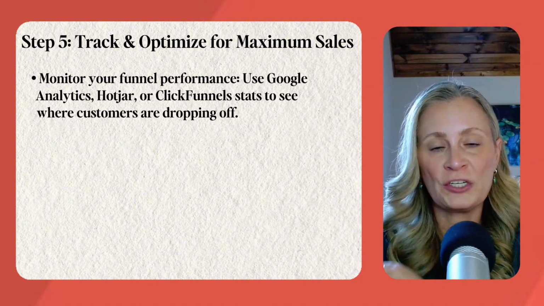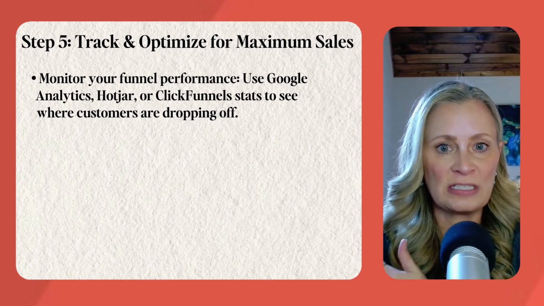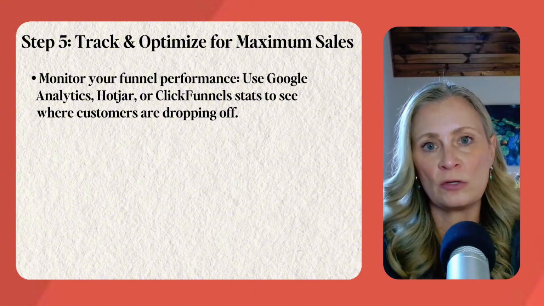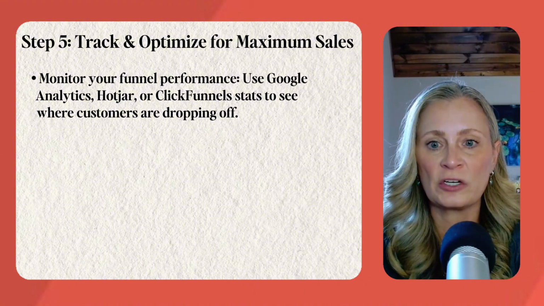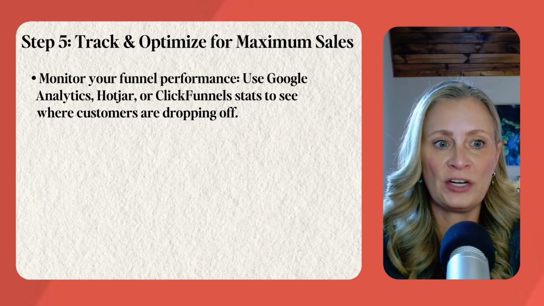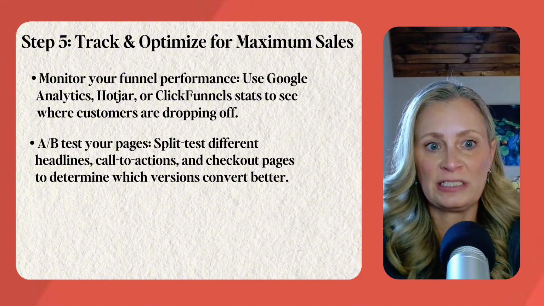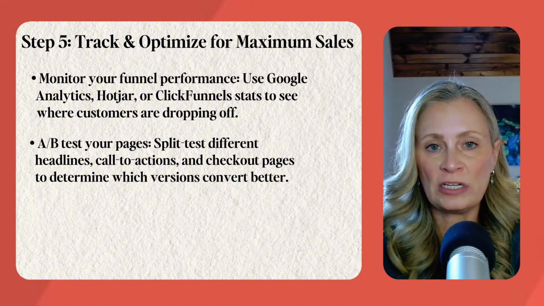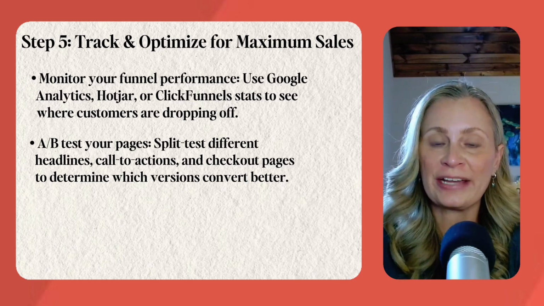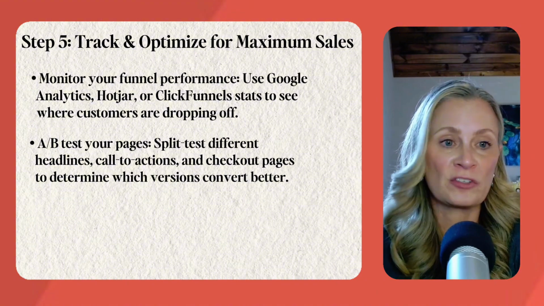So you want to monitor your funnel performance, and you can use whatever tools are built within the system that you're using for your funnel, or there's a lot of outside tools that you can use. You could use Google Analytics or Hotjar, anything that you need to see the stats of where your customers are dropping off. You can also A/B split test your pages. So you could split test different headlines, calls to action, even different checkout pages to determine which versions are going to convert better with your customers.